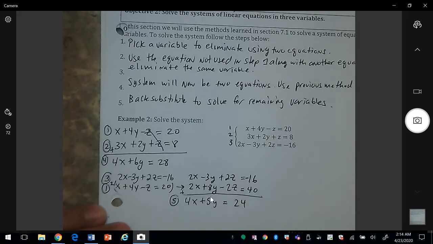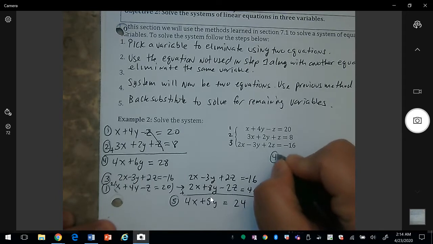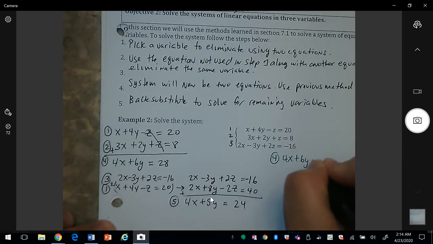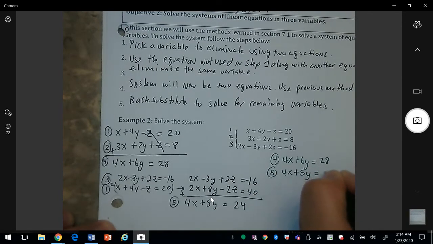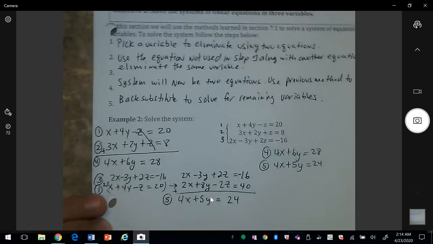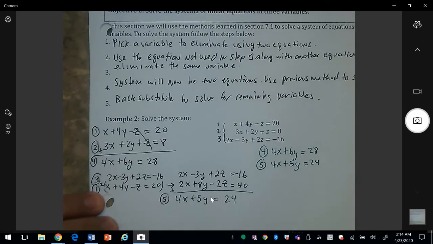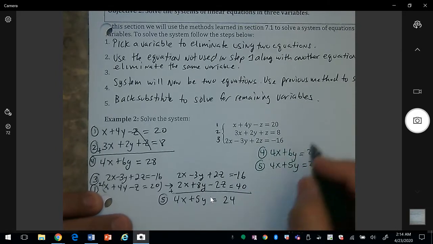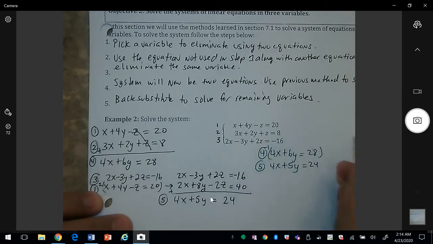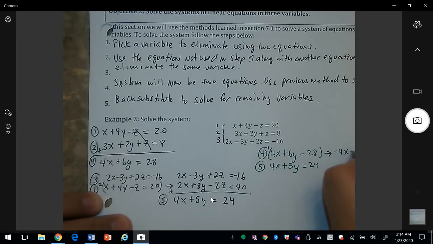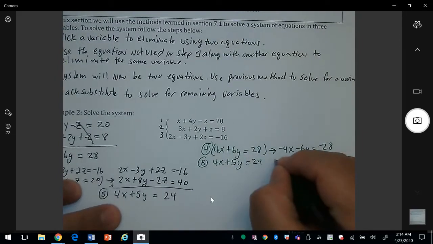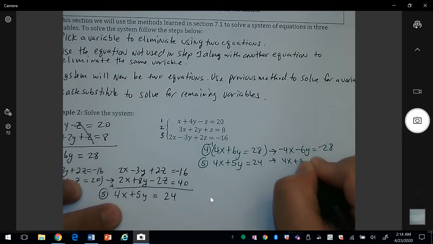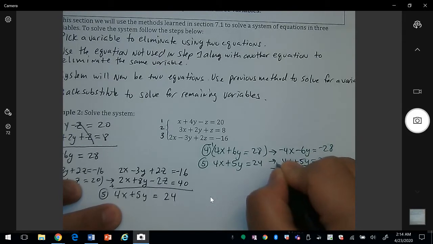Okay, so notice now we have two equations with two variables, so I can use both of those equations. So I'm going to write them here. So we have 4x plus 6y equals 28, and 4x plus 5y equals 24. So now we can get rid of a variable here. Let's get rid of the x's. So I'm going to multiply this equation by -1 to get negative 4x minus 6y equals negative 28. And the second one will stay the same. So we can add both equations.